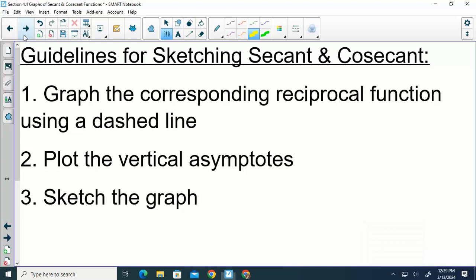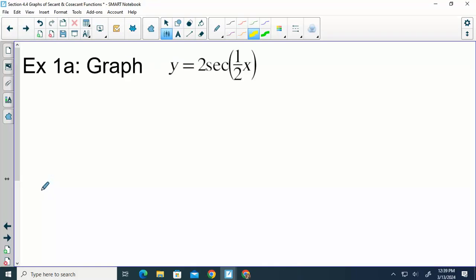So if I asked you to graph y equals 2 secant of 1/2 x, when I see secant, what is the reciprocal? Cosine. So I'm going to start out graphing cosine. What is the amplitude here? 2. Period. Okay, tangent and cotangent were different because their period was shorter, but with sine and cosine, the normal period was 2 pi divided by the coefficient of x.